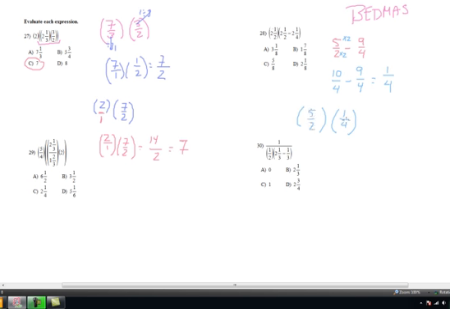And now we're multiplying fractions. So when you multiply fractions, you can just multiply straight across. Numerator times numerator, denominator times denominator. So I have 5 times 1, which is 5. 2 times 4, which is 8. And here's my answer right here.